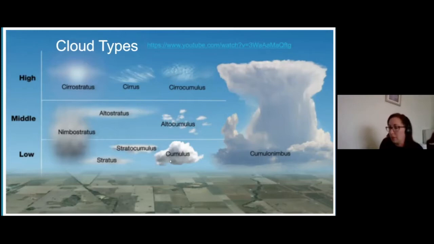Cumulus means heap, so the puffy clouds are called cumulus. Stratus means a layer, so they're the layered clouds. And as I mentioned before, these upper clouds, the ones that have cirro in their name, which means ice crystals, you don't get any rainfall from them. And then the cumulonimbus is our thunderstorm cloud.